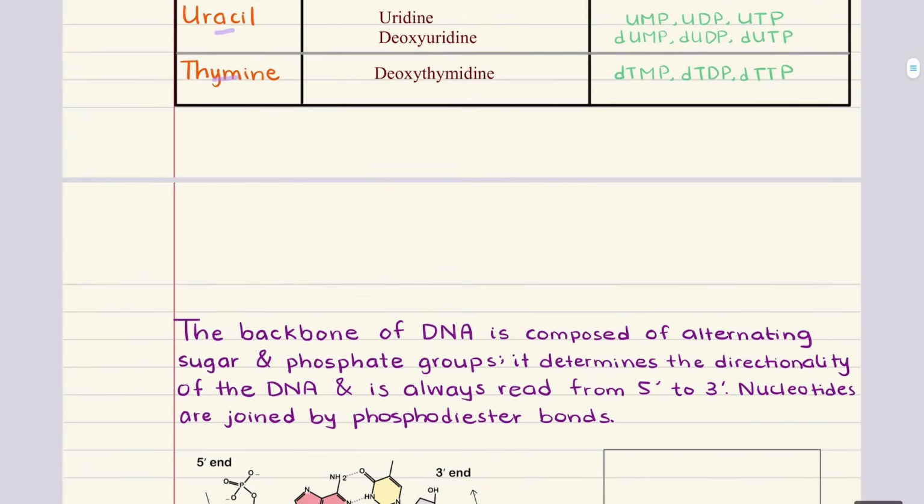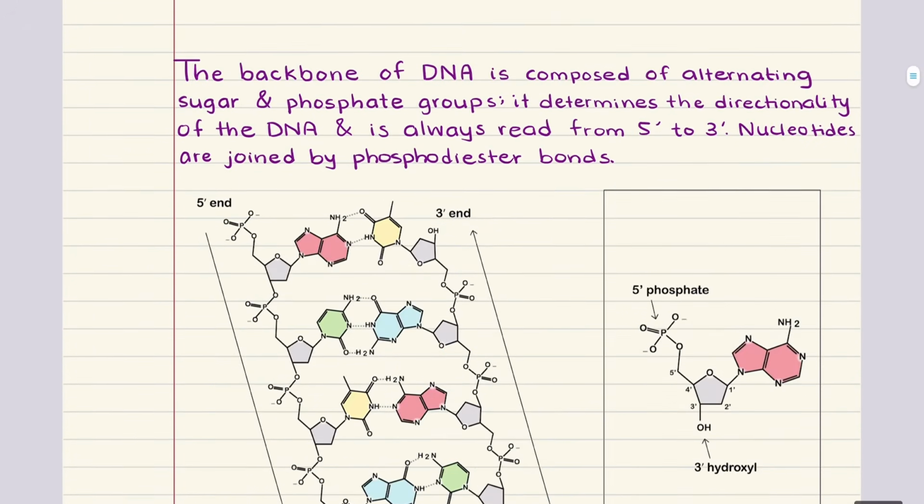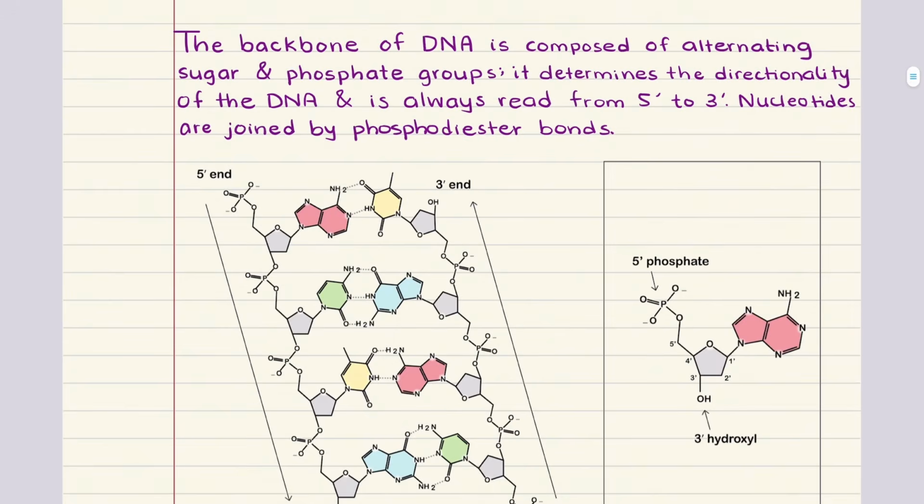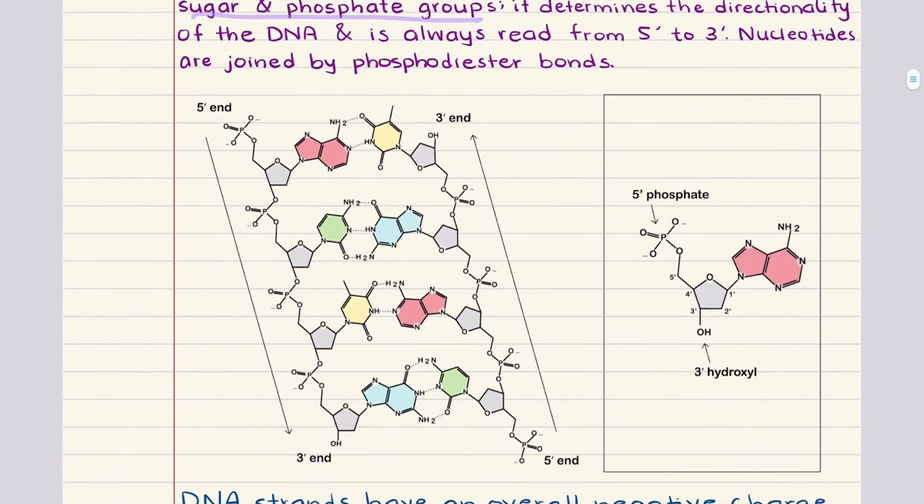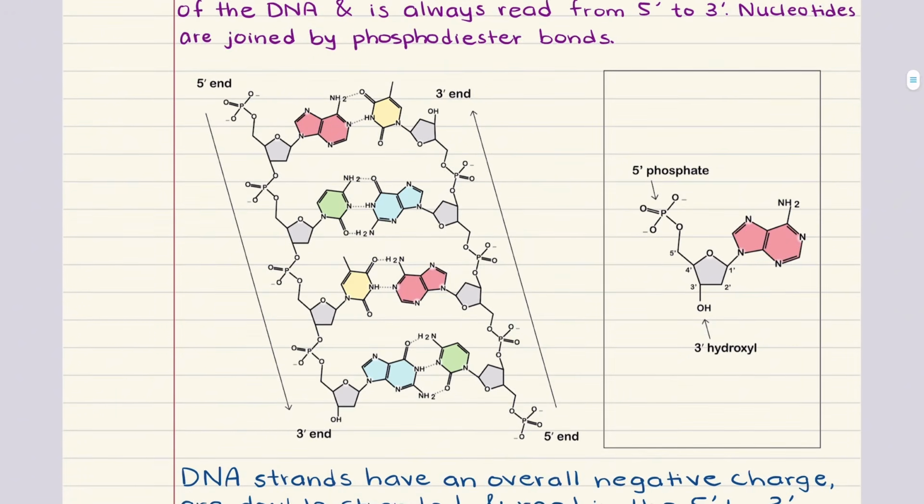Let's instead discuss the backbone of DNA. The DNA molecule is made up of a long chain of nucleotides, but it's not the bases that form the chain. It's the sugar and phosphate groups that link together to form what we call the sugar-phosphate backbone. This backbone is very important because it gives the DNA strand directionality, which means we always read and build it in a specific direction, from the 5' end to the 3' end.